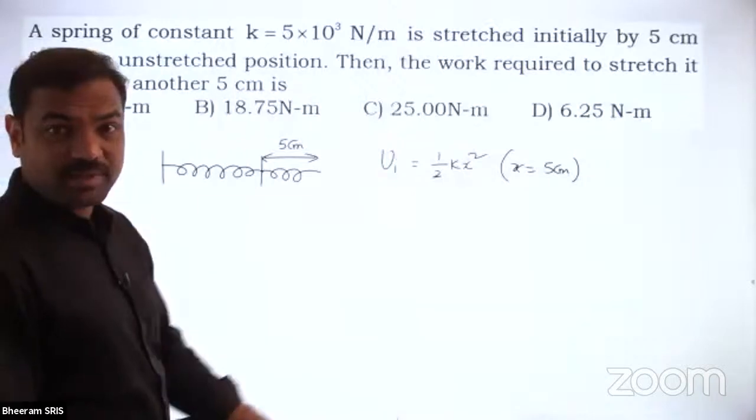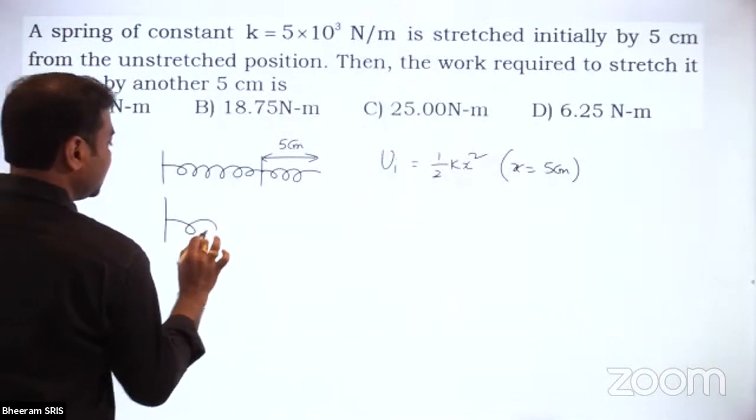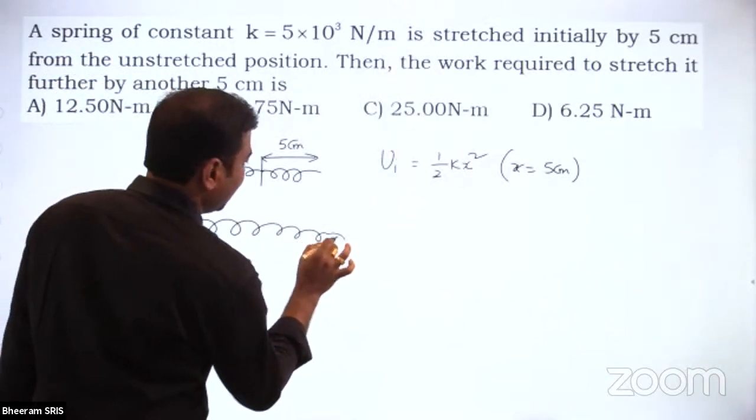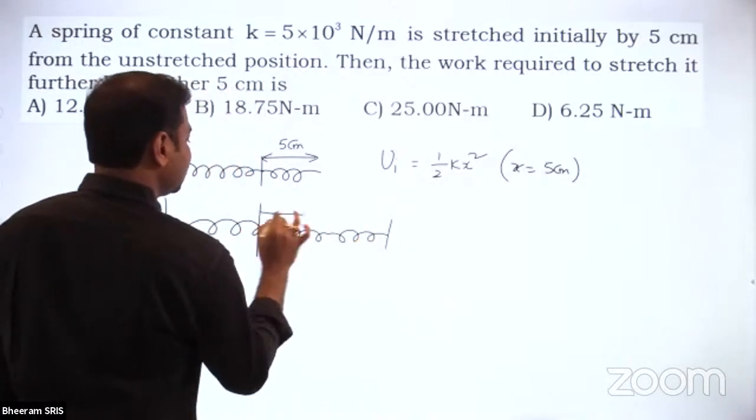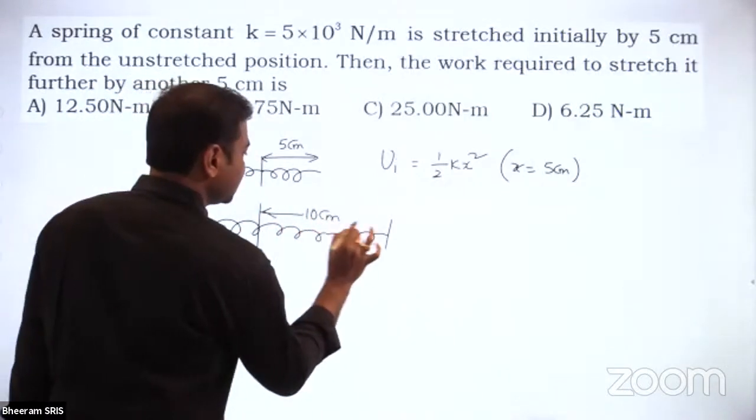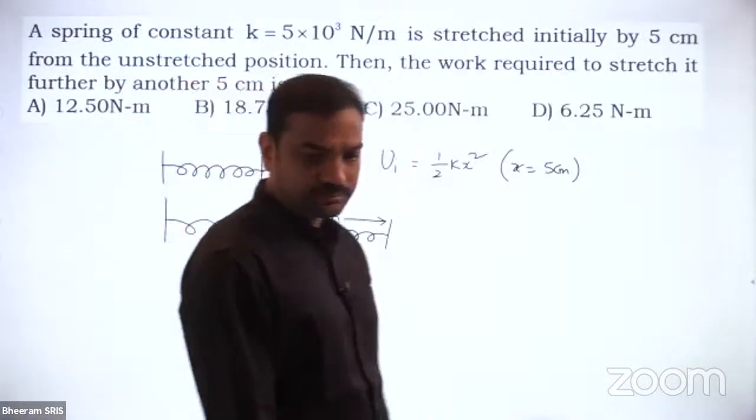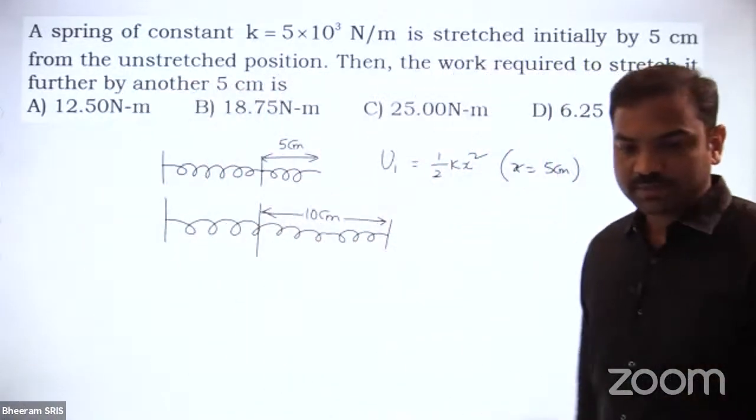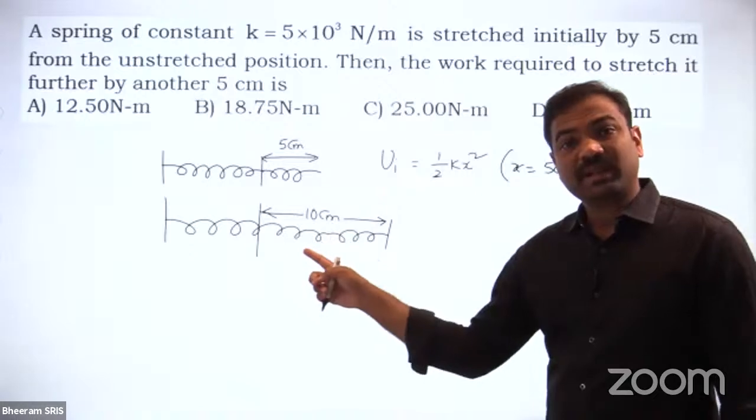Now further 5 centimeter we have to elongate. That means already 5 centimeter is there and another 5 centimeter. Total elongation is how much now? 10 centimeter. That is the meaning of the question. So now it has to extend by 10 centimeter.